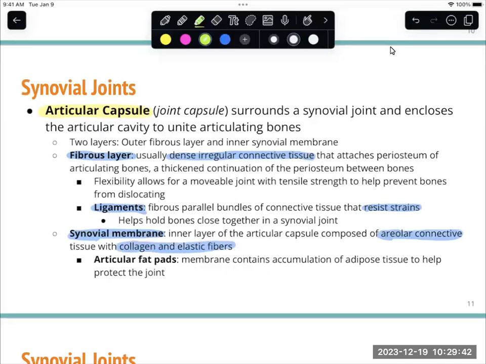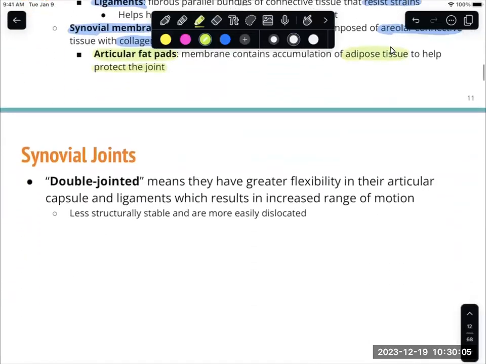We can also find articular fat pads in that area, which are collections of adipose tissue that help to protect that joint. Your knee has several little fat pads. Your elbow has fat pads in it. They're helping to cushion and protect those joints.